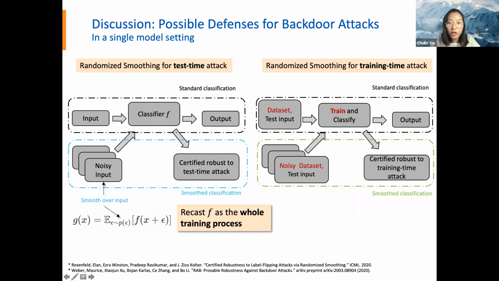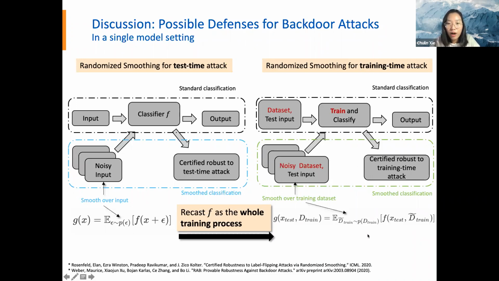Here is the original mathematical formulation of randomized smoothing for test time attack. The smooth classifier G outputs the expectation of the base classifier F applied to the input with the noise, epsilon. We are smoothing over the input pixels through sampling noise from the Gaussian distribution. In the formulation of randomized smoothing for training time attack, the smooth classifier G applies to a test input and the training data set.